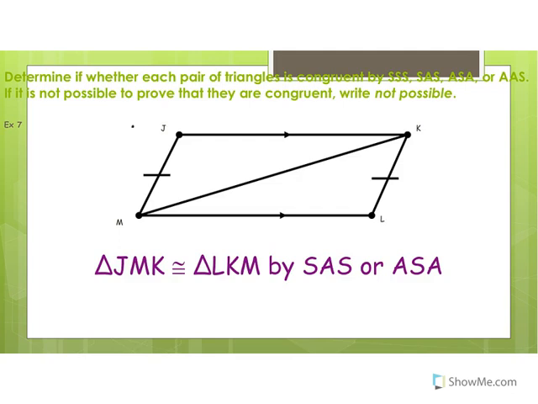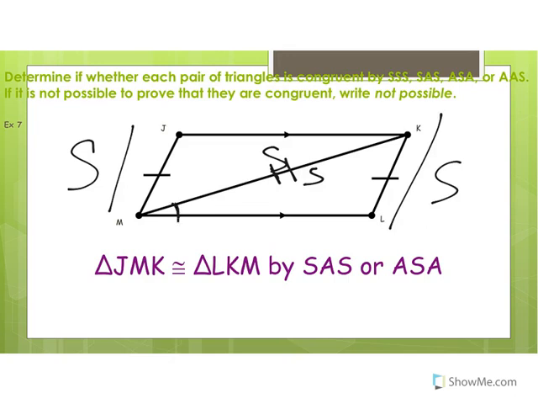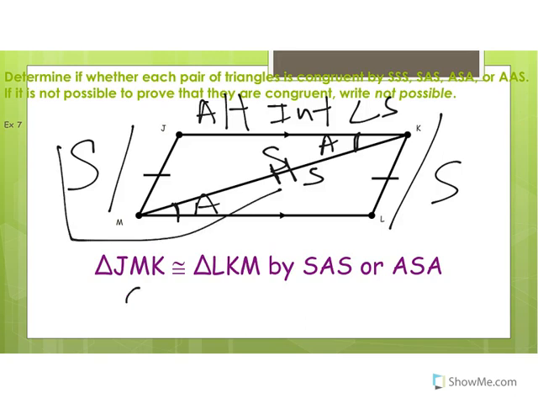So here we're given that side JM is congruent to side SK, so label that as being a side. And since they share the same common side, this is also congruent, so we have another side here. Right, and here we see that angle M is congruent to angle K by alternate interior angles. Okay, so then we can prove by side, angle, side, right?